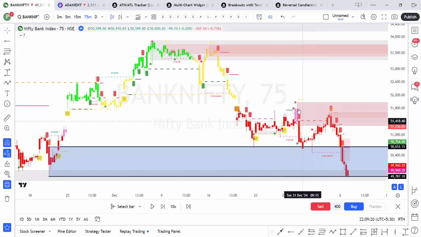What was the right time to sell? When price came down and went in this area, this candle could have given a short entry, or any of these candles could have triggered short entries on the 75-minute time frame. If not that, then when this downward arrow is printed in this candle, that could have been a selling opportunity by keeping stop loss above this.